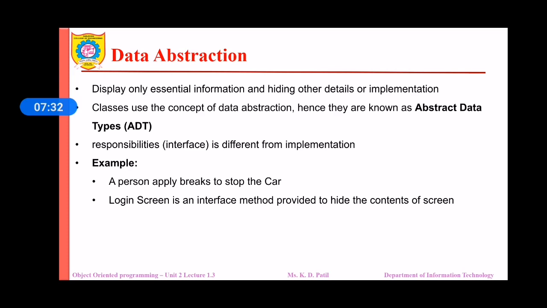For example, you are driving a car. Sometimes you need to apply a brake to stop the car. You just apply the brake, that is an abstraction. You don't know the internal implementation of how that brake applies and how the car stops. And it is not necessary that you should know that implementation, how the car stops once the brake is applied. So applying the brake can be considered as a data abstraction.